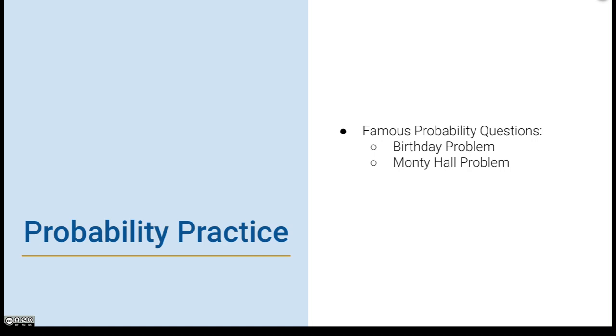We're going to close out our practice with probability. Now we're going to look at two famous probability questions, the birthday problem and the Monty Hall problem.